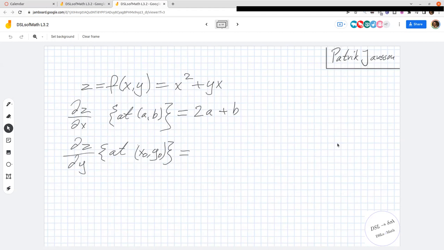Okay, if I want to compute a derivative with respect to y, any suggestions? Yeah, there are several suggestions here. So the thing is that when computing the derivative with respect to y, I'm keeping x constant. So this is just a constant, which means its derivative is zero. And this is a constant times y, which means the derivative is just that constant. So the derivative is x, and x here is x zero. So two of the suggestions from the chat were the right answer here, and b would have worked if I had said at point a, b.